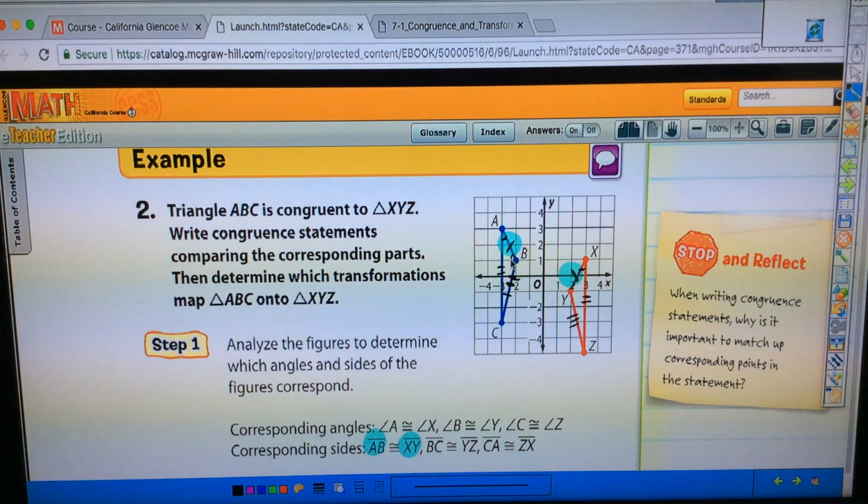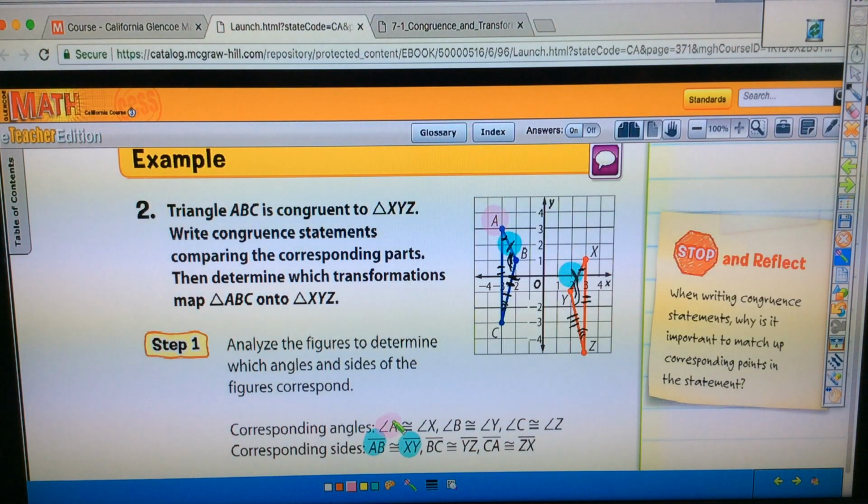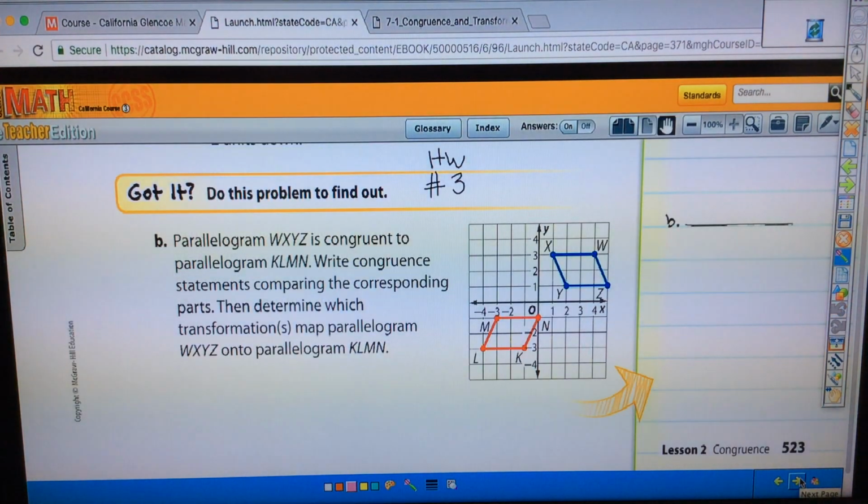B, I'm going to give that 2 arc marks, is going to correspond with Y. And C is going to correspond with Z. So just like before, you're just going to write that congruent statement. You're going to say A corresponds with X, and so on and so forth. Since it's a triangle, you're going to have 3 sets of each. If it's a quadrilateral, obviously you're going to have 4 sets of each. Okay, let's move on and see what else they have in store for us.